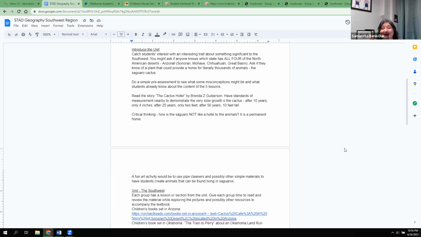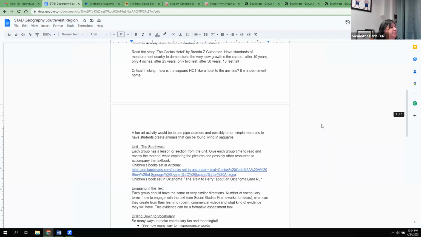And then if I wanted to tie in an art activity, I might use some pipe cleaners and glue sticks, or the tongue depressor kind of sticks, those colored sticks, and little pieces of construction paper, cardstock, googly eyes, stuff like that. And let the students create some of the animals that can be found living in the saguaros. We might also do a movement activity in which the students move like the different animals, and then maybe we have to guess what they're doing. Lots of different ways we could do that.